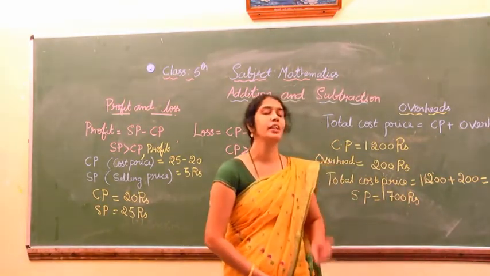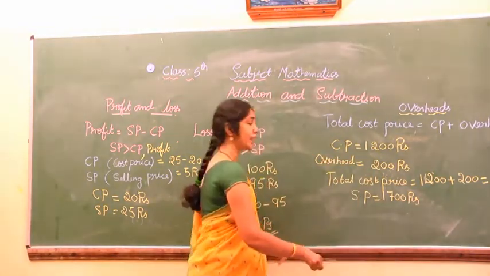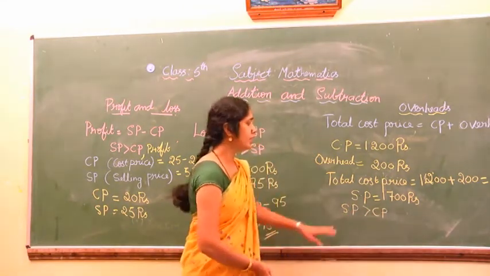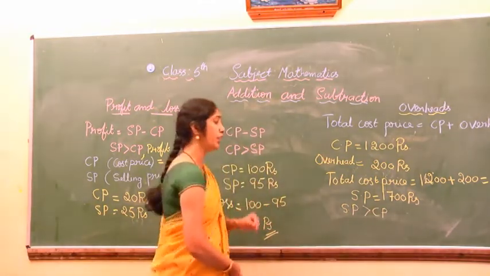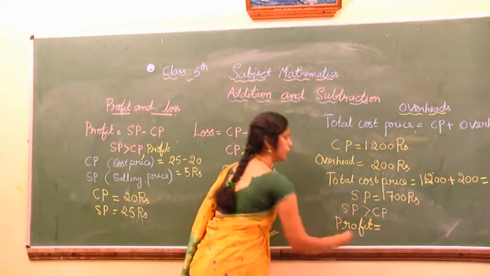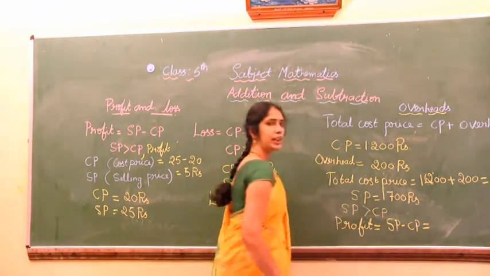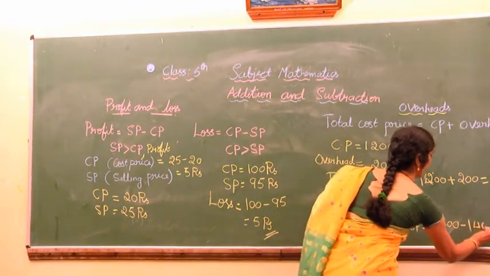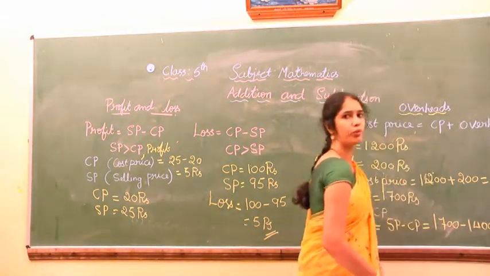What you got? Yes, you are right. You got profit of 300 rupees because in this case we can observe that selling price is greater than cost price, isn't it? So you got here profit. So profit equal to selling price minus cost price, which equal to 1700 rupees minus 1400, that is 300 rupees of profit.